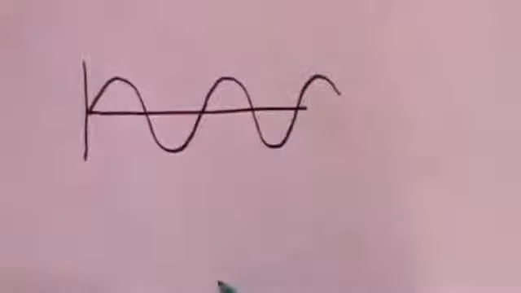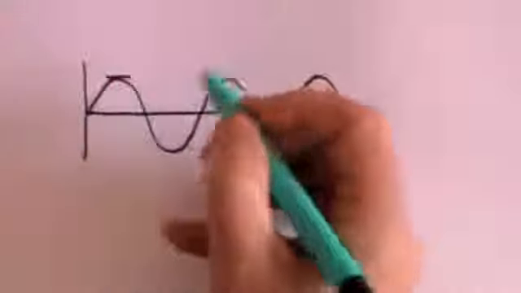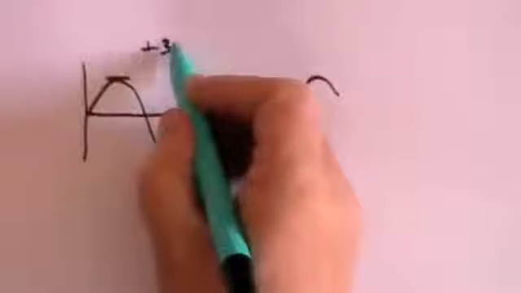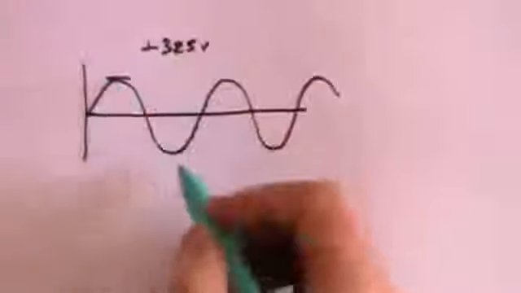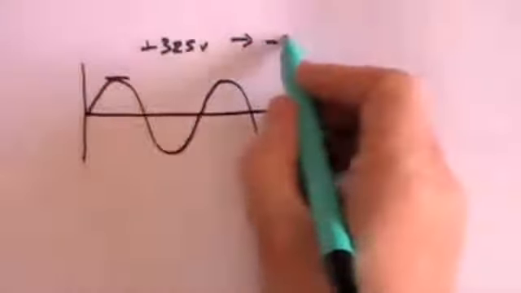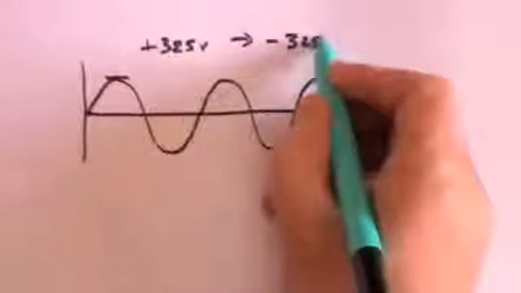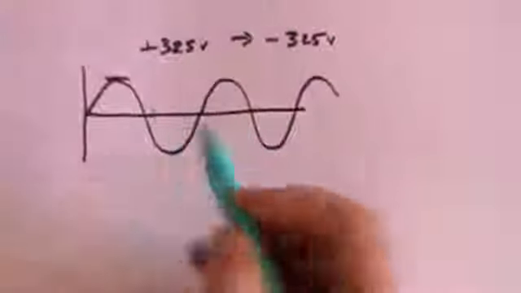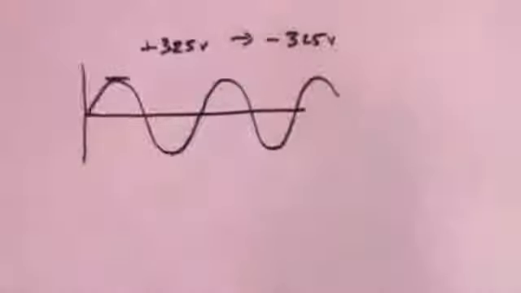And that means that the domestic supply that comes out of the wall in the United Kingdom ranges from plus 325 volts at its peak to minus 325 volts when it's at the other end, and it oscillates between the two at 50 times a second. That's a huge change, and although some domestic appliances don't mind, some of them certainly do.